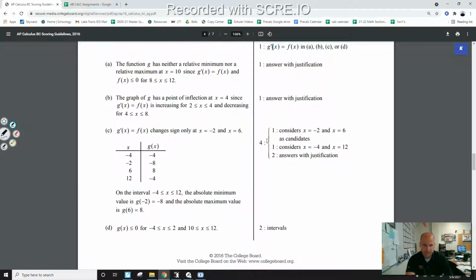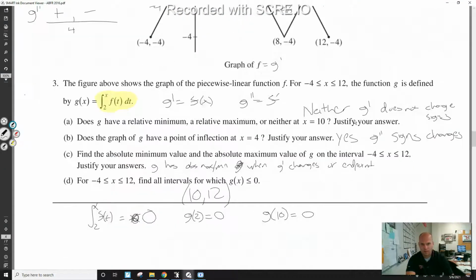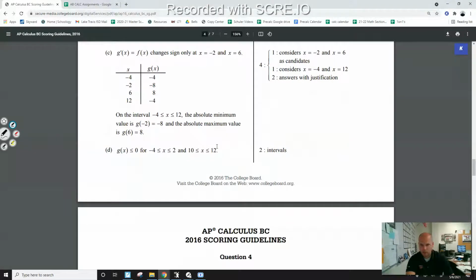4 points for this absolute max and min. You got to consider the endpoints. You got to find the values. For this question, I did have to check all those values. -8 and 8, we win. And 10 to 12.